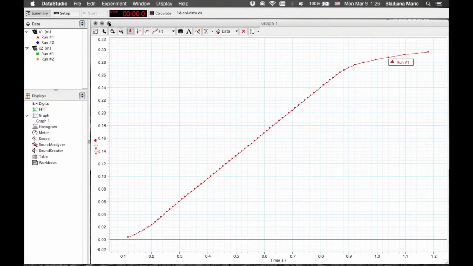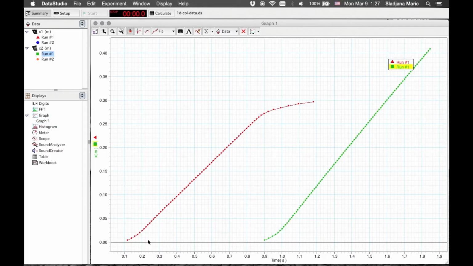a position versus time for the projectile. So as you can see, the slope after the collision for the projectile changes, and this is where the collision happened. Now we will plot on the same graph run number 1 for the X2, which is the data for the position versus time for the target.